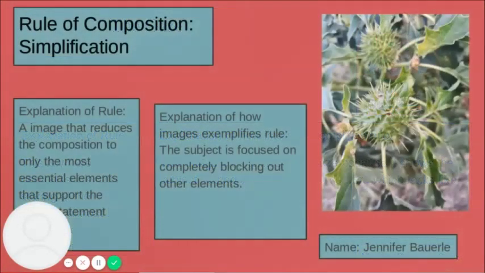This rule is called simplification, and it's an image that reduces the composition to only the most essential elements that support the subject. Basically, it's the example that I have on here. It's focusing on more of the main subject.